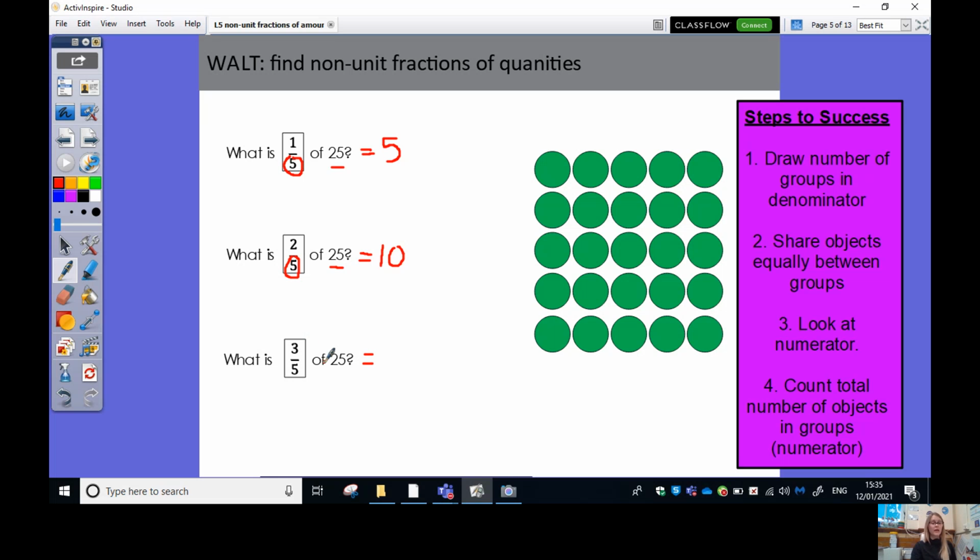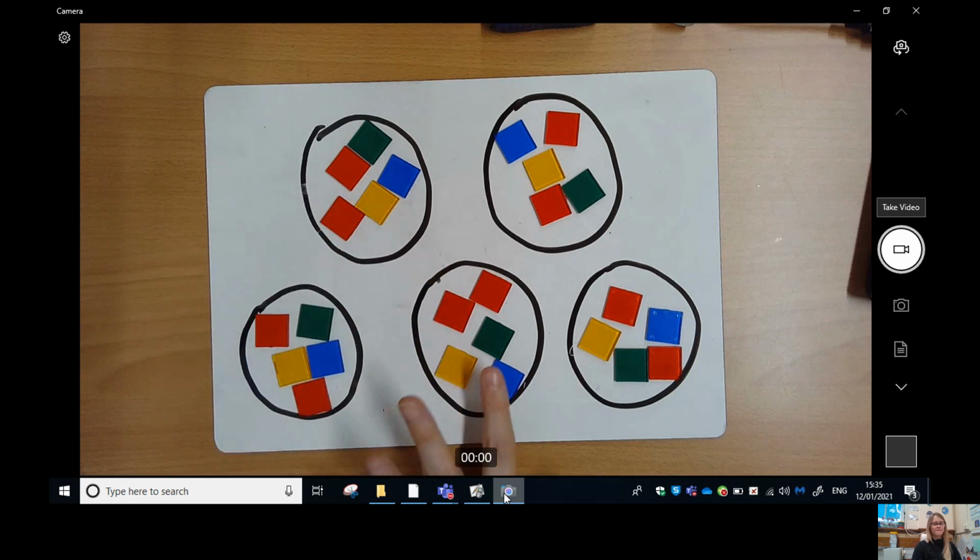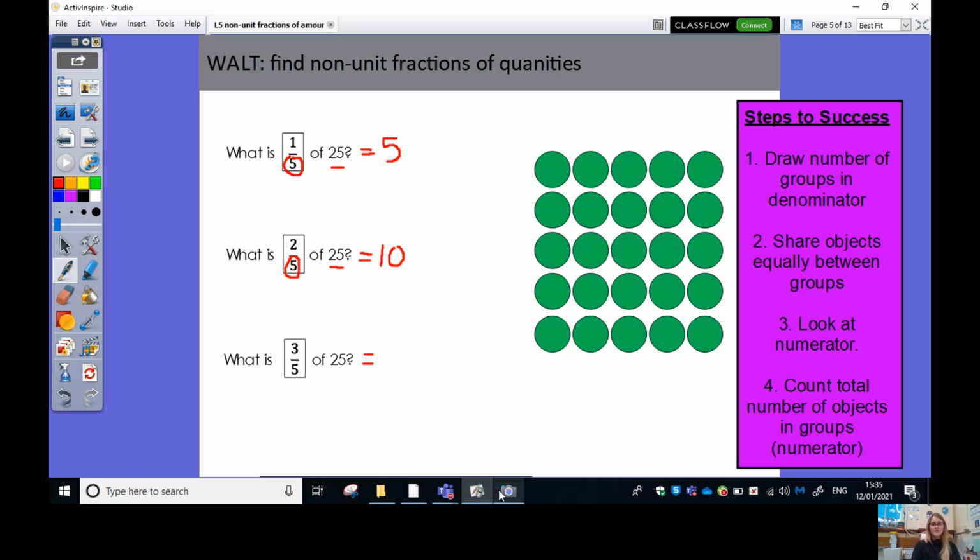So now I'm looking for 3 groups of 5. Now I want you to think in your head before I pop the visualizer back on with our counters. What do you think 3/5 of 25 is going to be? If 1 was 5, 2 is 10, 3 must be 5, 10, 15. 3 groups is 15, okay? So 3/5 of 25 is 15.